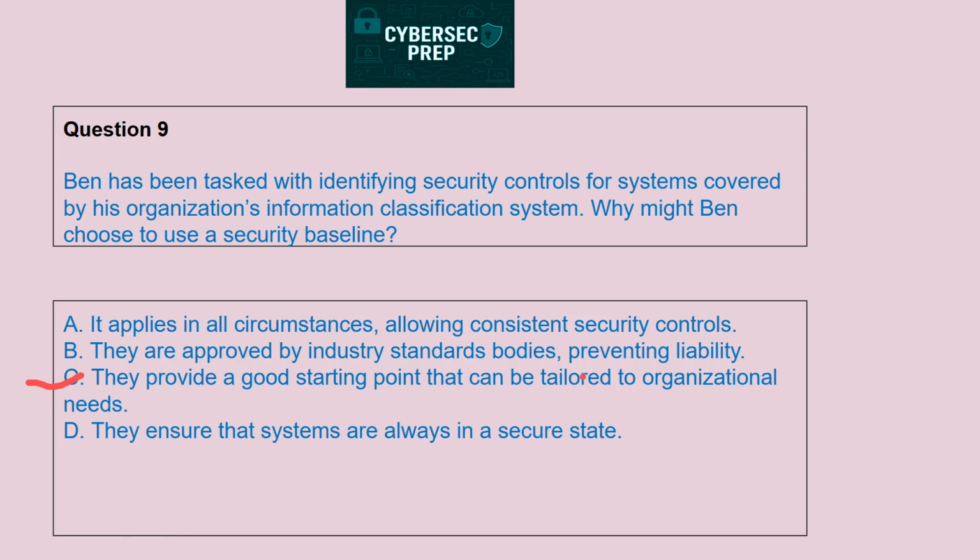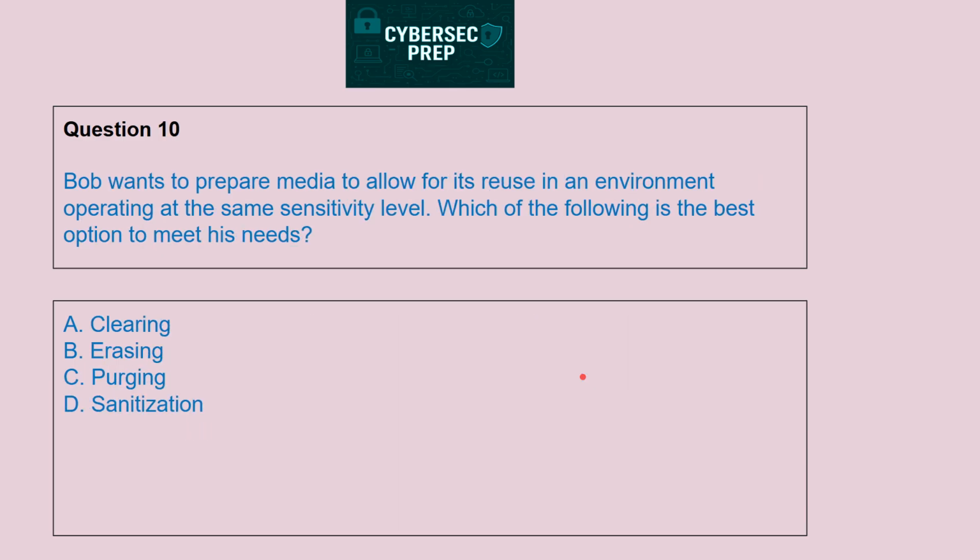We'll move on to the last question, question number 10 now. Bob wants to prepare media to allow for its reuse in an environment operating at the same sensitivity level. Which of the following is the best option to meet his needs? Option A, clearing. Option B, erasing. Option C, purging. Option D, sanitization. So let's talk about all these options.